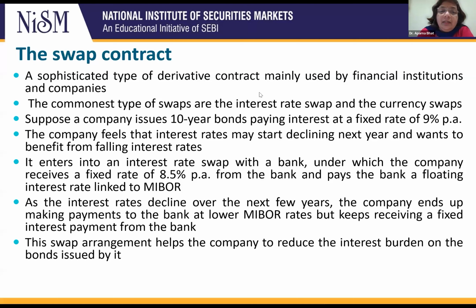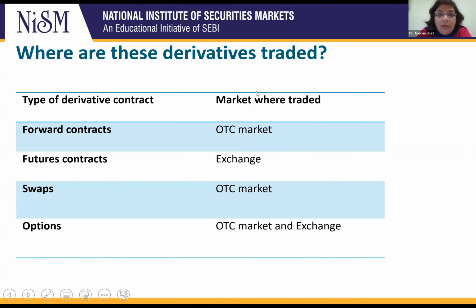So as I said earlier, there are two kinds of markets, right? There are two kinds of derivatives. One are the derivatives which are traded in the OTC market or the over-the-counter market, and the other derivatives are those which are traded on an exchange. So the swap is the first kind of derivative. It is traded on the OTC market. And again, it is a contract which is mainly used by financial institutions and companies. So retail investors like us, we don't have much to do with this swap.